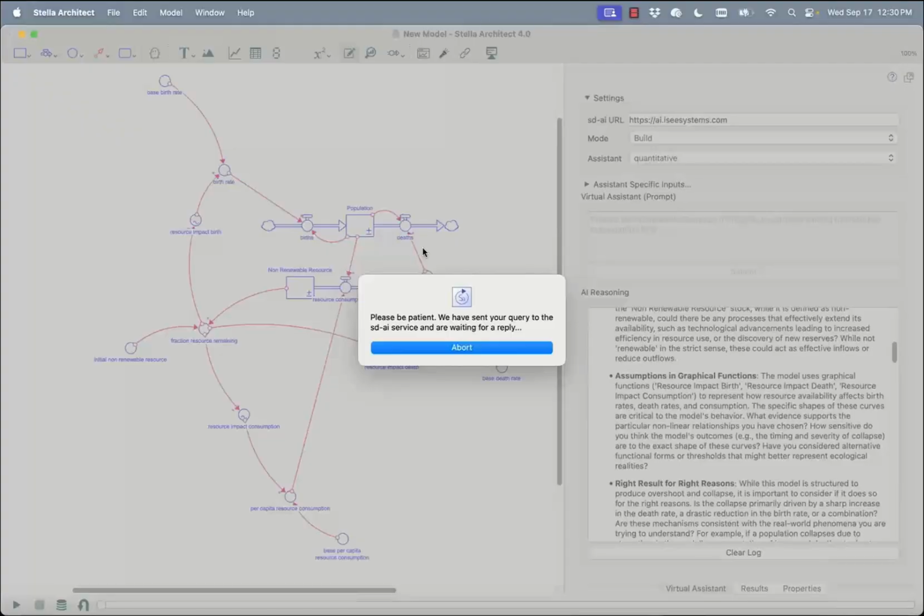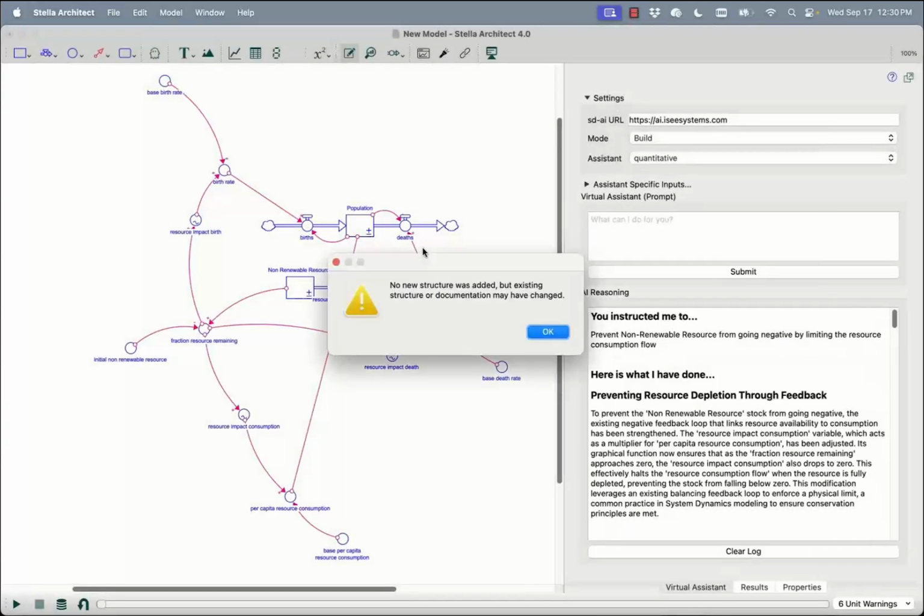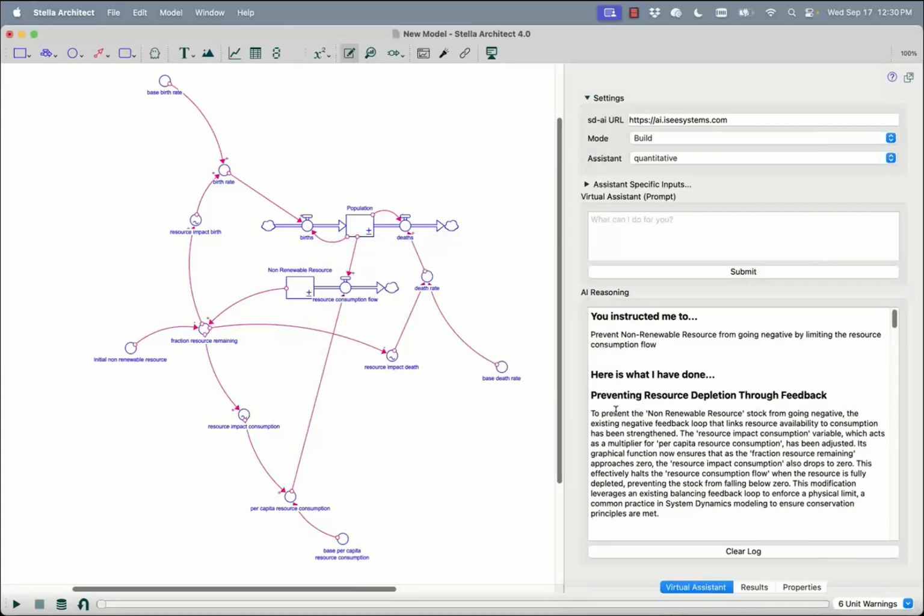In this case, the LLM is operating off of the model structure that's present within the system, as well as the prompt and the problem statement. It doesn't have access to any of the critique from the quantitative mentor. But you should feel free to oftentimes take information that's being given to you by the AI and put it into the background knowledge. So in this case, no new structure was added, but existing structure documentation may have changed.